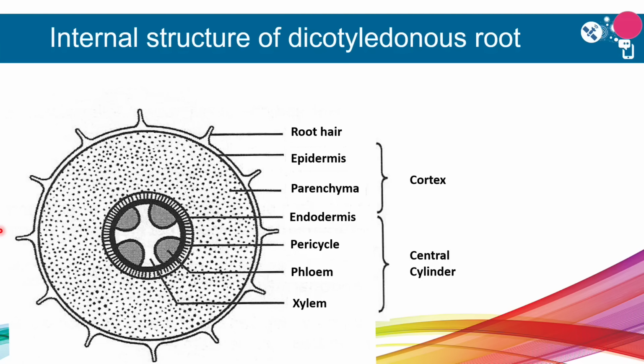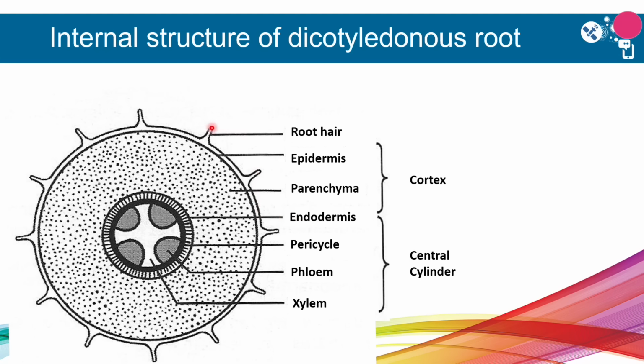Alright, so this right here is the internal structure of a dicotyledonous root. You can also just refer to this as a dicot root. And this diagram, you need to be able to identify as a root. We'll look at the stem later on, and they look a little bit different, and you need to be able to differentiate between the two. So what makes this a root?